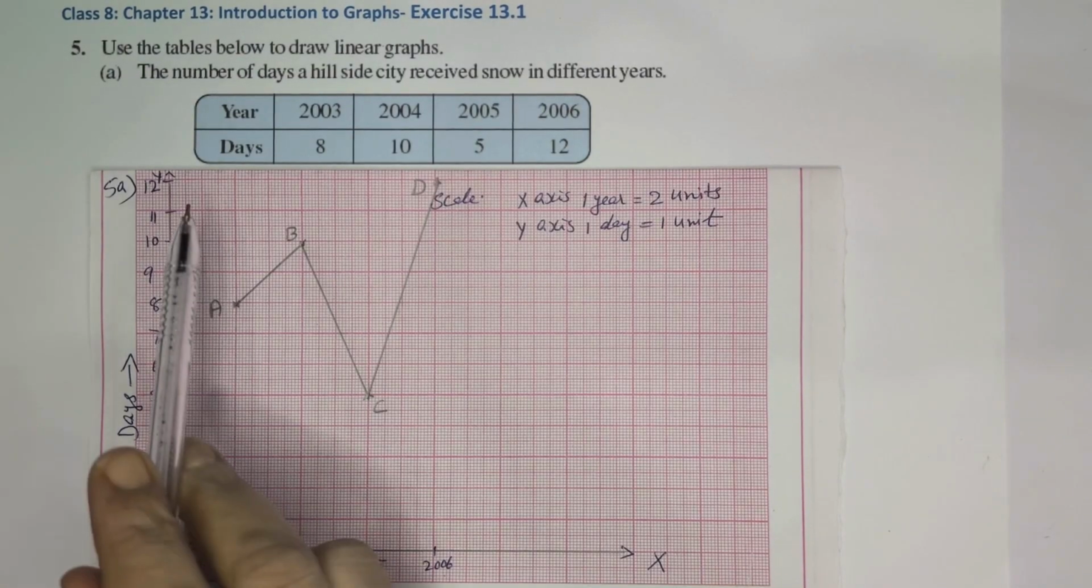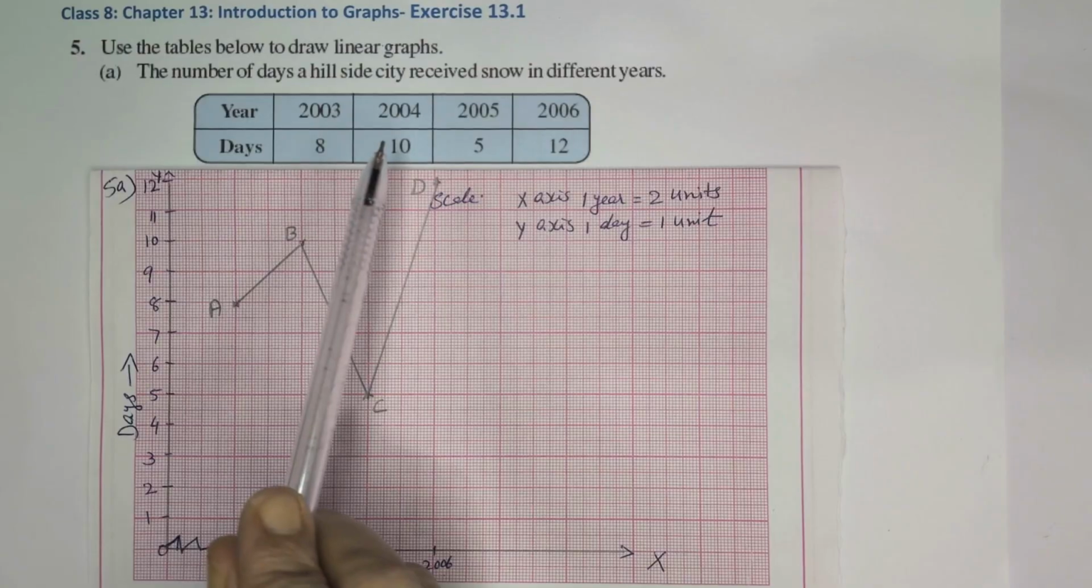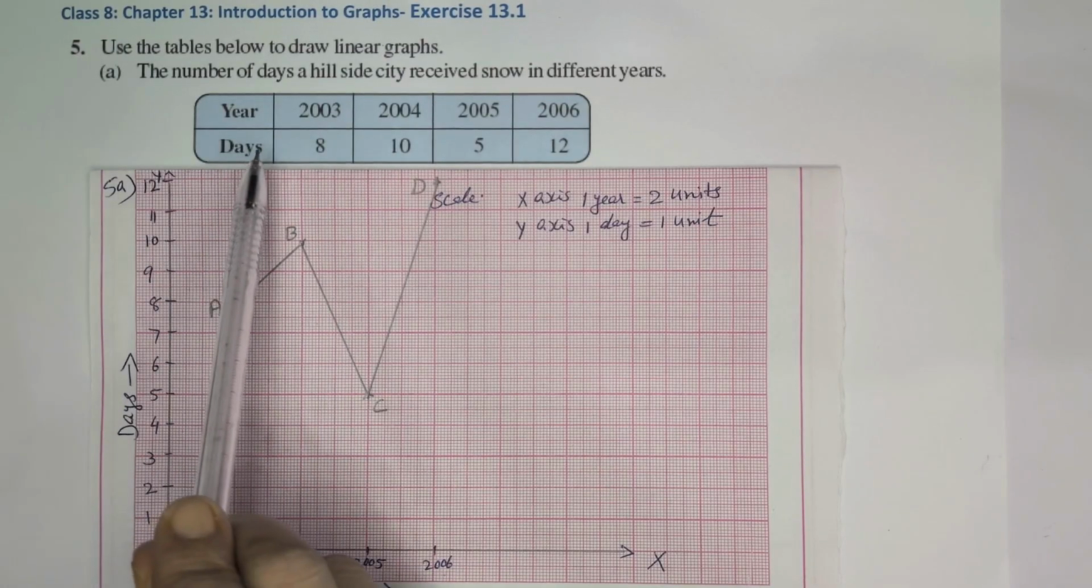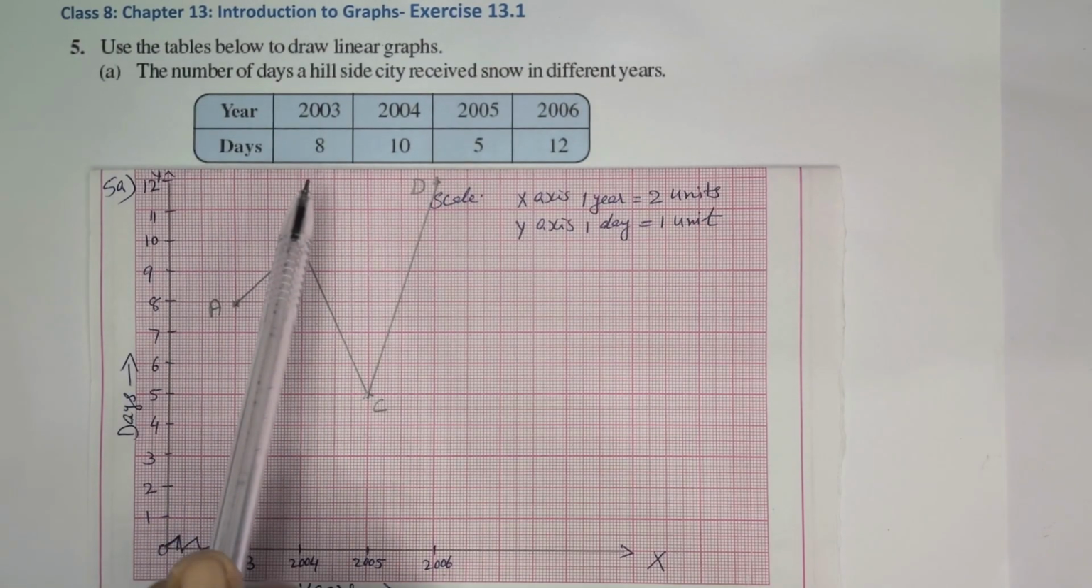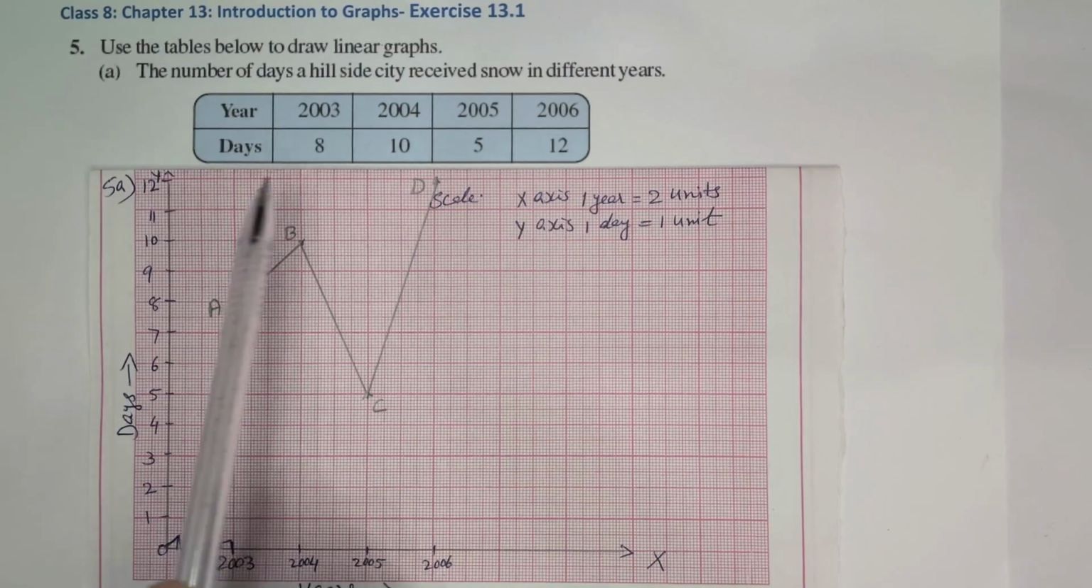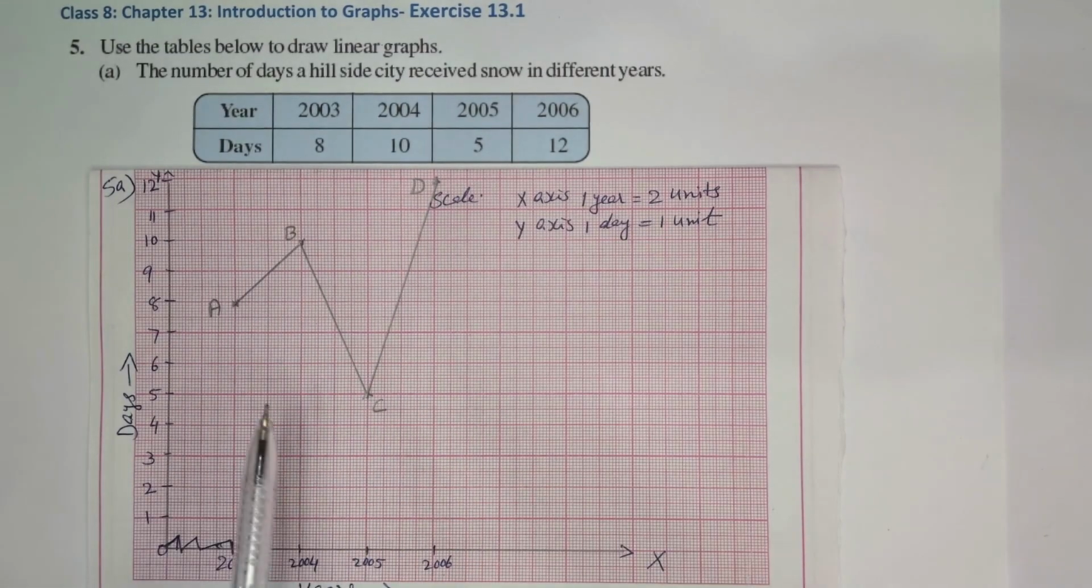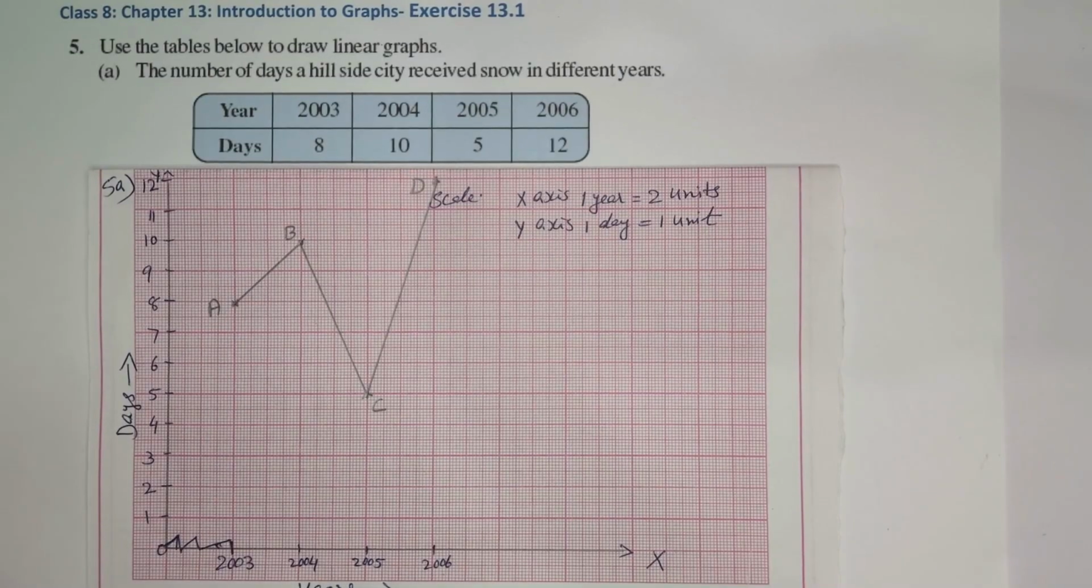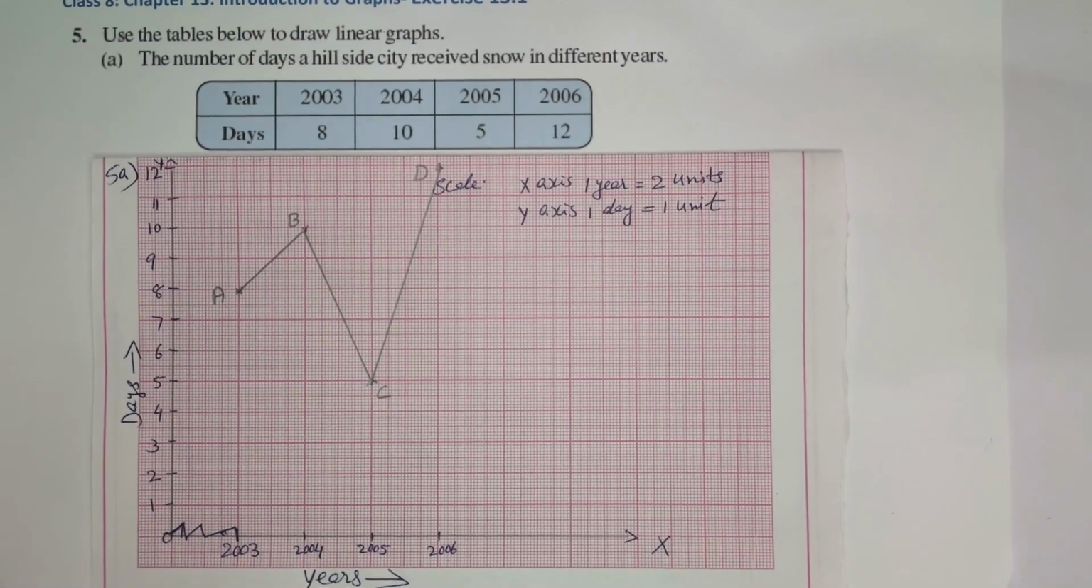Fifth question, use the tables below to draw linear graphs. The number of days a hillside city received snow in different years. Here we can mark the graph with the x-axis as years and the y-axis representing days.